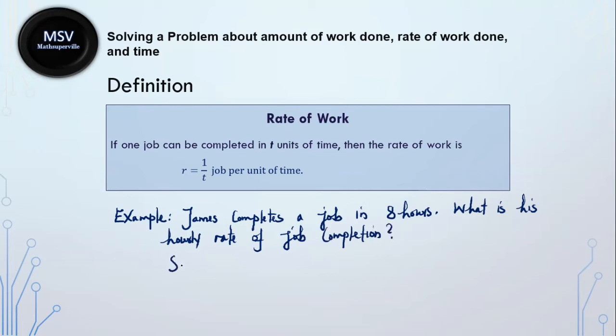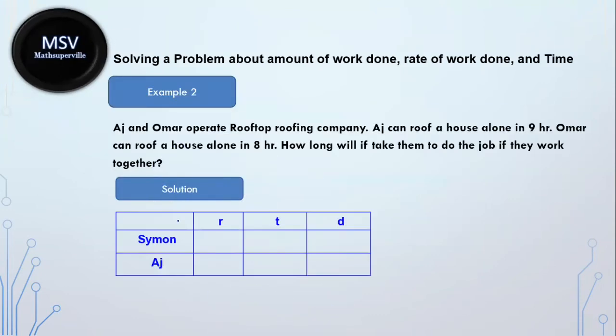So the solution to this is, the rate is equal to 1 divided by time. So this is 1 divided by 8. So he completes 1/8 of the job in 8 hours. So job per hour. So the part of the job that is completed in 1 hour is 1/8. And that is how you think about this. So let's extend this to another problem.